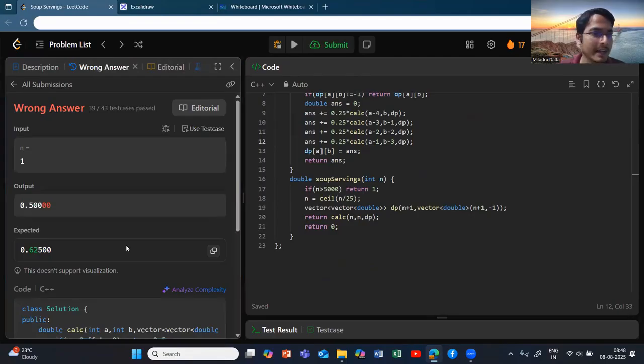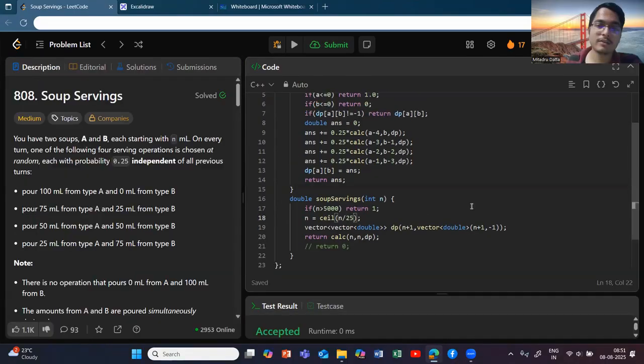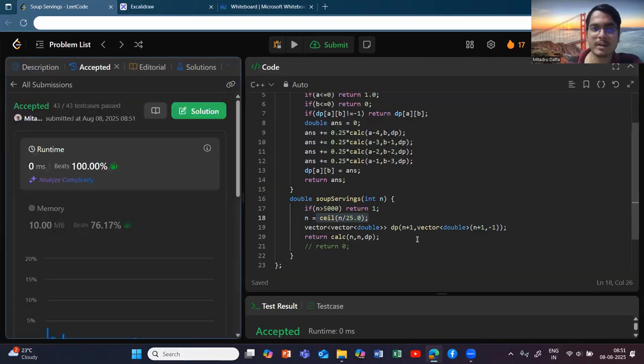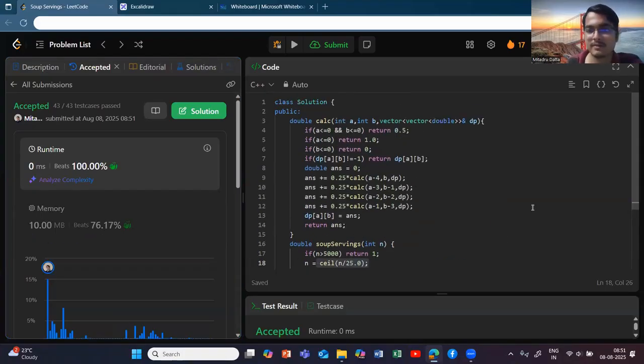You see, we are getting a wrong answer actually. If you are just doing n by 25, then for the case where n equals 1, you are doing ceil of 0, but definitely you need to do something like 25. So the result gets doubled, and then you calculate the ceil of the doubled value. That's what you should be doing. Let's try to submit now and check if it gives you a better runtime. You see, it gives you 100% beats as well as a very good memory and runtime complexity.